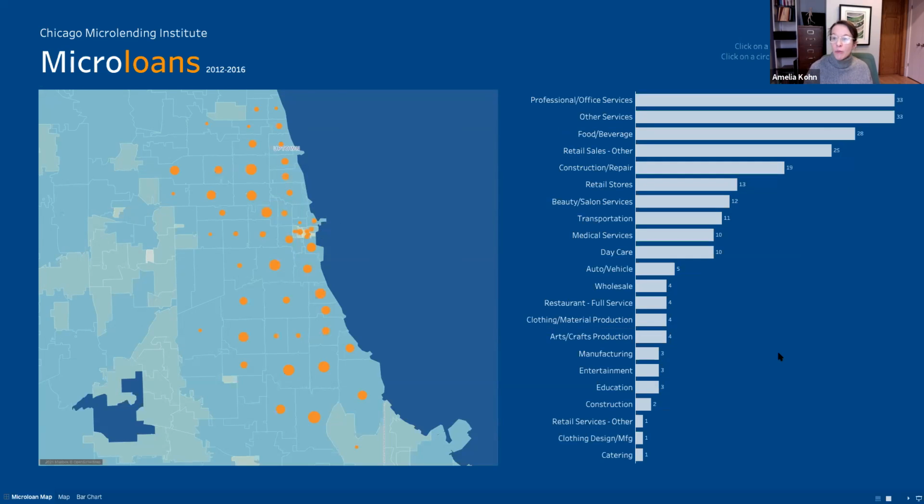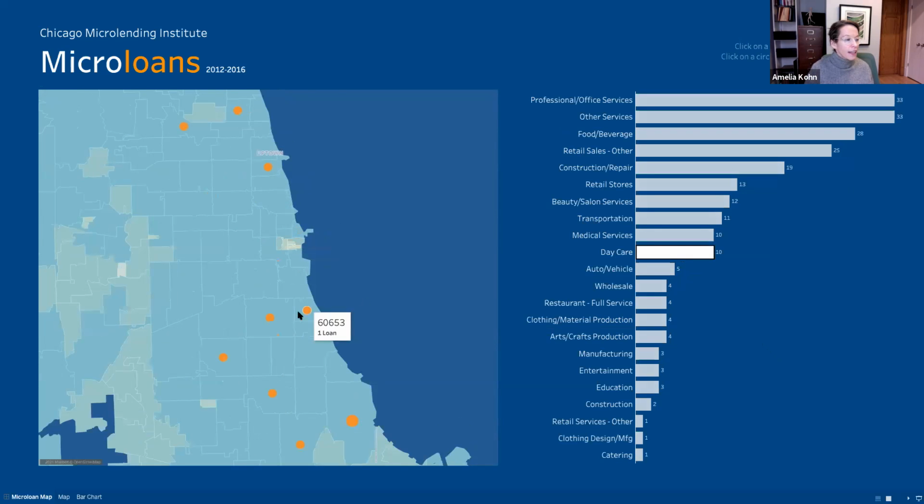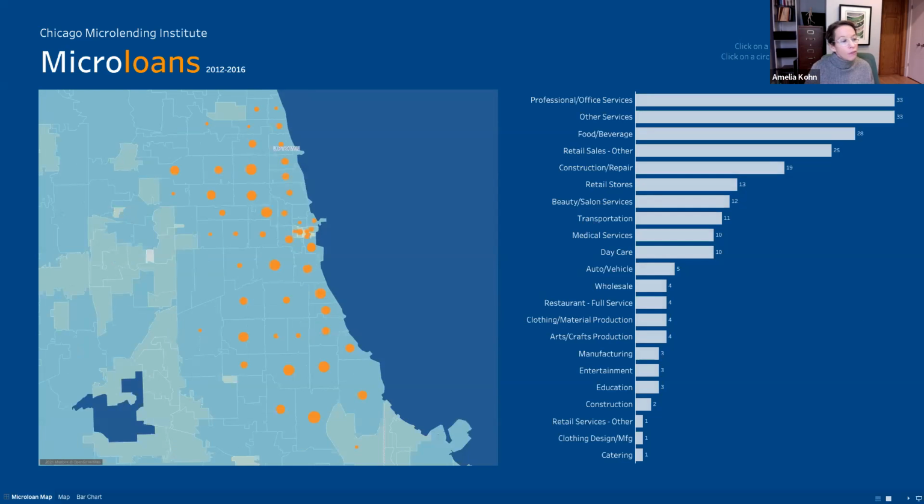Similarly, I can use the bar chart to filter the map. So if I just want to see where there have been daycare loans, I could click on daycare here, and then I could see what zip codes got daycare loans, okay? So you can see how this might be really helpful to really any type of organization to show its reach in a certain area. Okay, so that's what we're working towards.